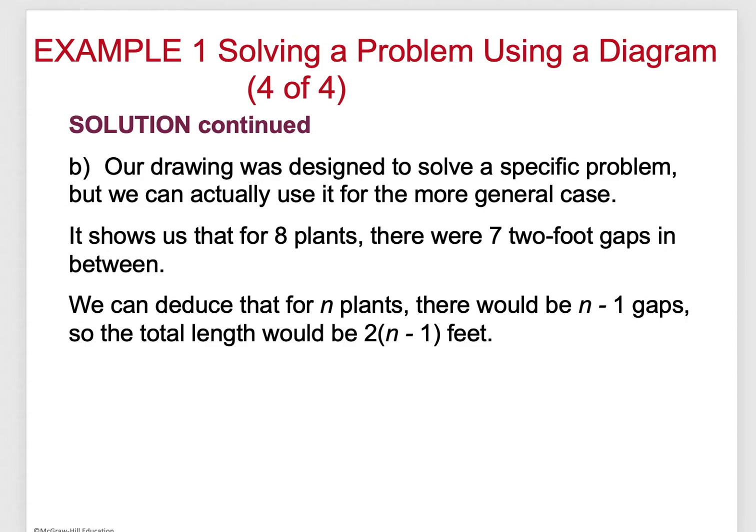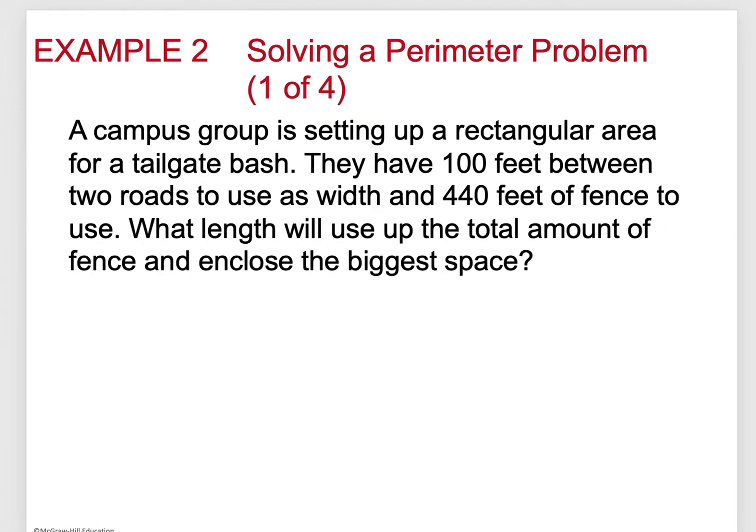So I could call it n plants. I would have n minus 1 gaps, and my total length would be 2 times that n minus 1. So this goes back to our previous lecture where we were talking about abstracting with deductive reasoning.